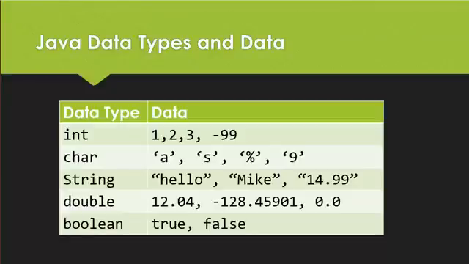Sometimes we need to represent a number that has a decimal point. In that case, we want to use a double. For example, I have 12.04 and I have -128.45. And the number 0 would be 0.0 as a double. And then there's true-false values. Those are called booleans. You can also have an expression, and that expression evaluates to a true-false type, or a Boolean type. We call those Boolean expressions.